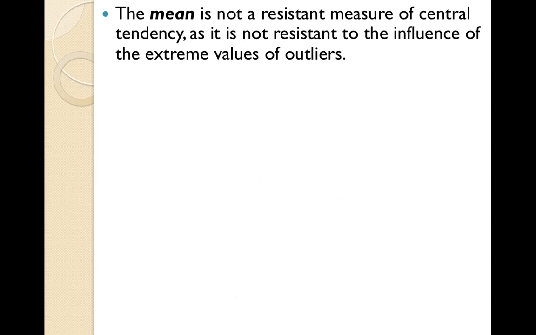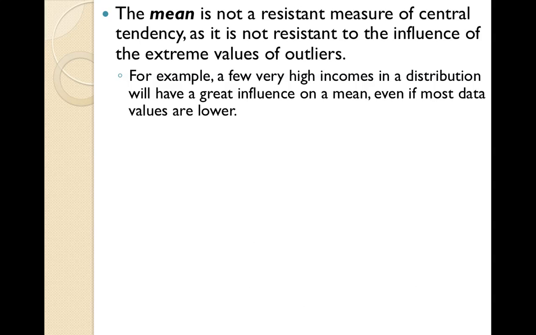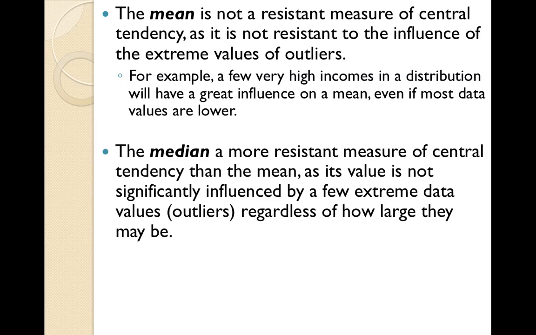Okay, the mean is not a resistant measure of central tendency as it is not resistant to the influence of extreme values or outliers. So we saw in these two examples that you can have a skewed left and skewed right distribution, and the mean is greatly affected by data values in the left or right tail. So imagine that you have a few very high incomes in a distribution where most of the incomes are low. Well, those few very high incomes are going to have a great influence on the mean, even if most of the data values are lower.